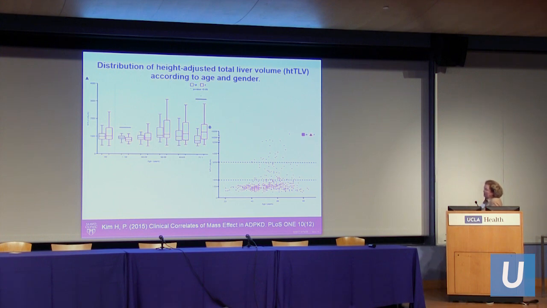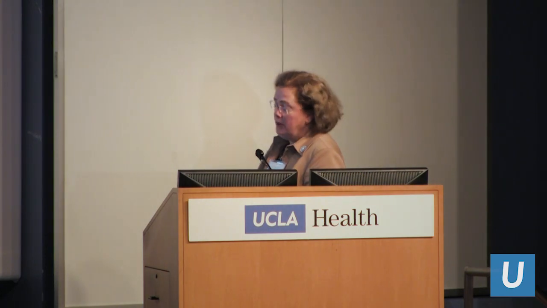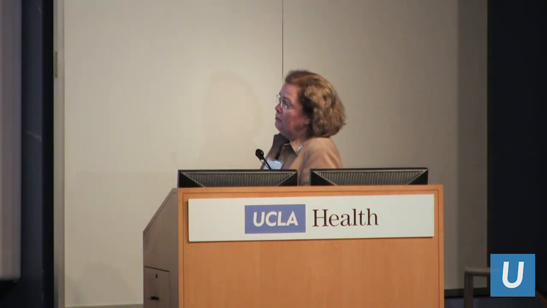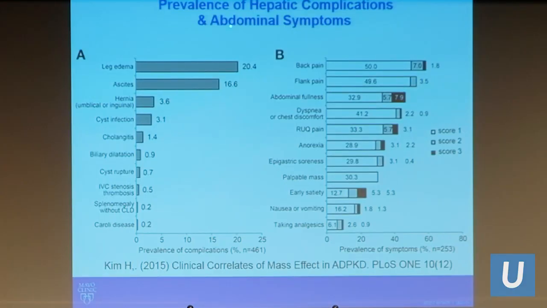We did look at this in the Hall study and found that there was also some additive effect, of course, with multiple pregnancies in the women. Now, here again are the symptoms and complications. This very nice study, which collected all this data from Korea, showed that hepatic complications can be anything from leg edema, where you should think IVC compression, ascites, hernias, infections, cyst rupture, as I mentioned, all of these things. And in a very, very small group of patients, you can see hepatic fibrosis.